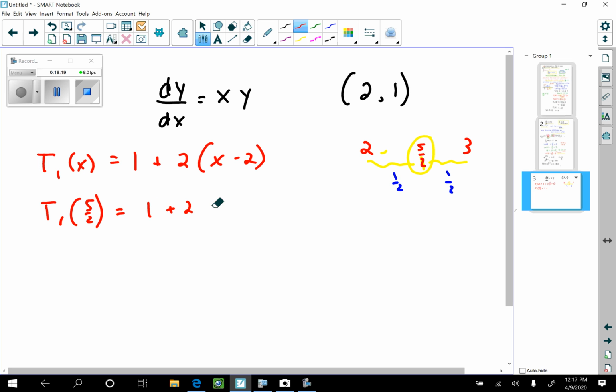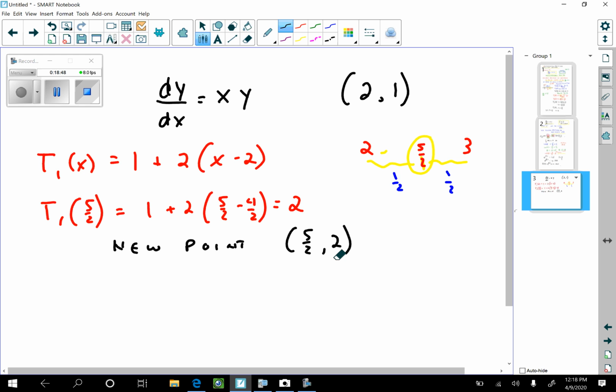One plus 2 times 5/2 minus 4/2, which is 1/2, times 2 is 1. That brings the y value to 2. So my new point is going to be 5/2 comma 2.